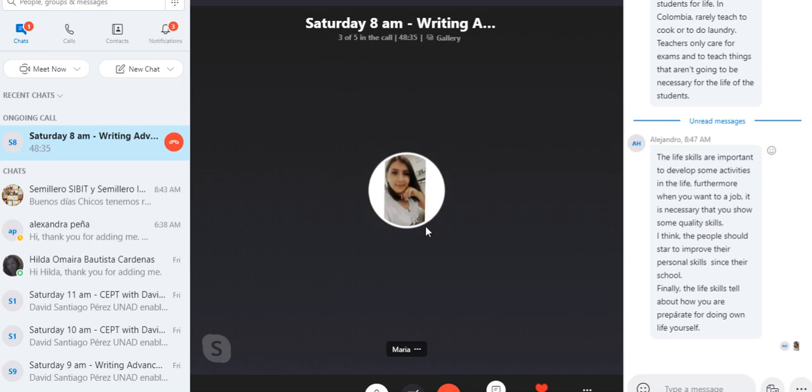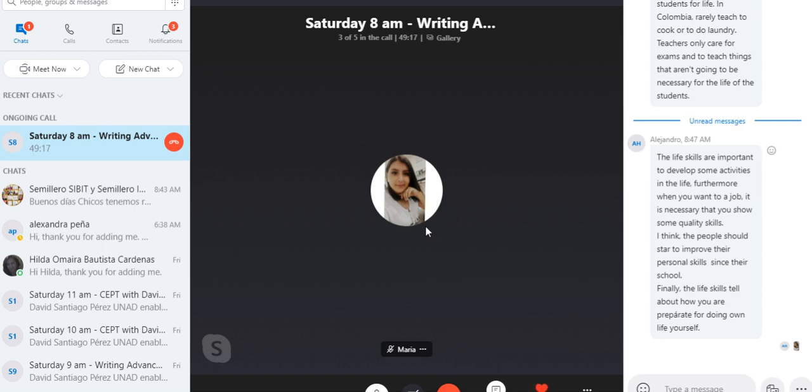Okay, and I also got Alejandro's, so let me read it for you, Alejandro. "The life skills are important to develop some activities in the life. Furthermore, when you want to a job, it is necessary that you show some quality skills." Furthermore needs a comma. I think you had a typo there, don't worry about that. In terms of sentence, that was very good. You used a complex sentence with the use of a comma. However, I think there's a missing verb in "when you want to a job."